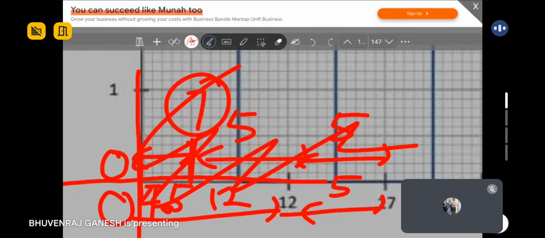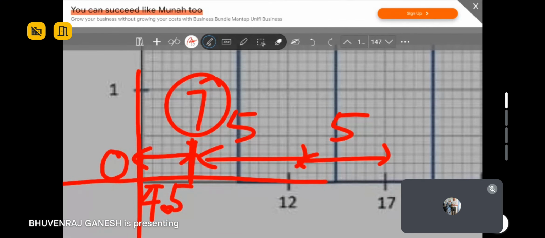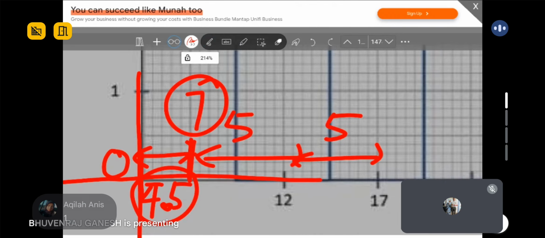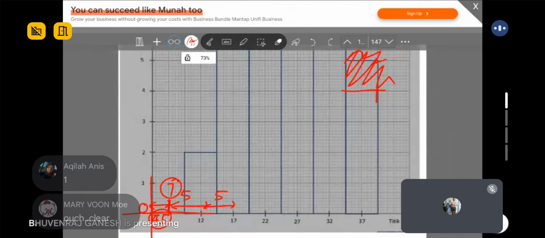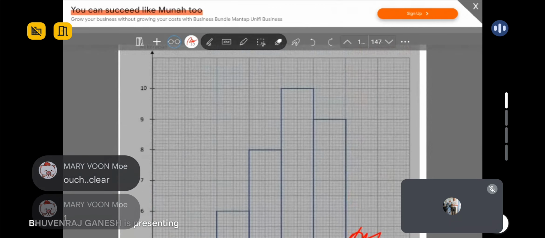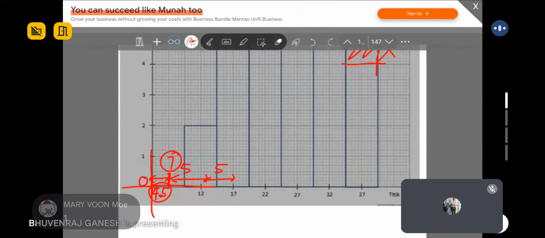Teacher, why need tolak 7? Saya tak kata tolak 7. 7 tolak 2.5. Okay? Because 2 kotak, 5 unit. So 1 kotak is 5 over 2, 2.5. So 7 minus 2.5, you will get 4.5. Understand? Clear, right? So this is how you get the 4.5 here. Okay? 1 or 2 guys? So this is how you draw your histogram. Ini cara dia. And then make sure you label your X and Y axis, frequency and also midpoint.